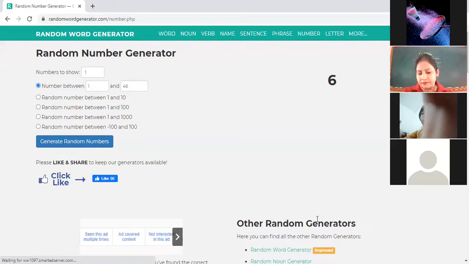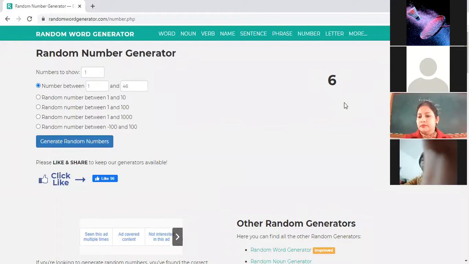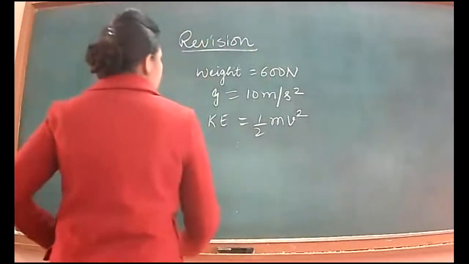Okay, what's the answer? Ma'am, 5 meter per second. Okay, let's see how. 5 meters per second, that is.